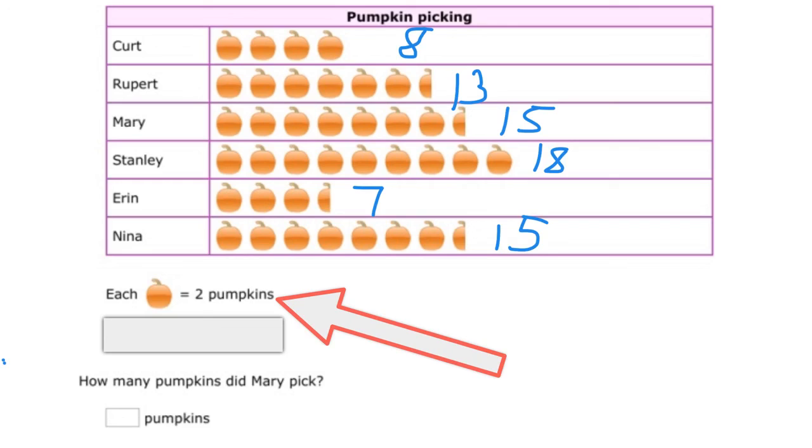So as you see, I do like labeling with numbers after I'm done looking at the picture graph. So how many pumpkins did Mary pick? We can look up at hers here. We don't even have to count again because we already did the work. Mary picked 15 pumpkins.